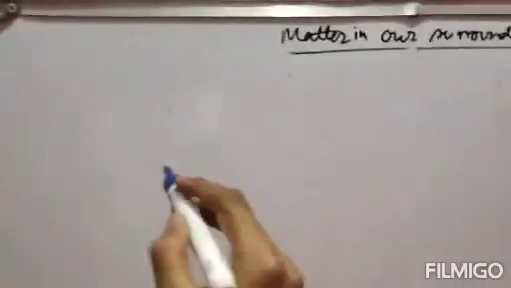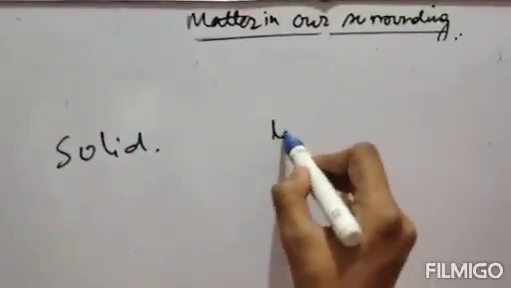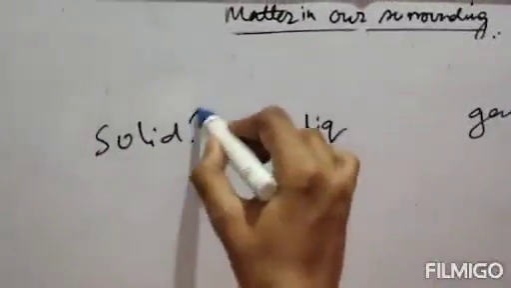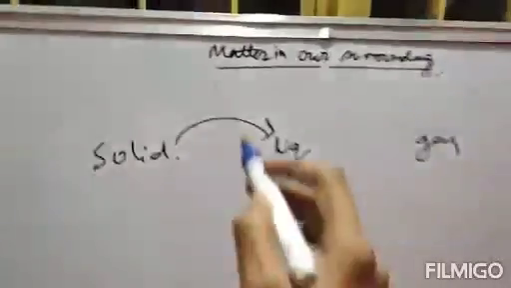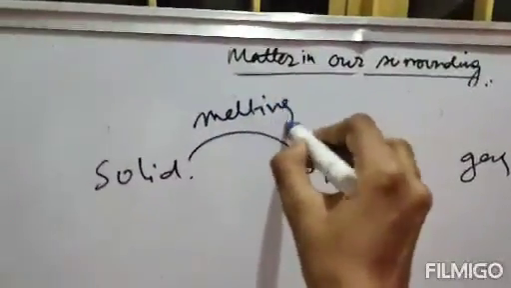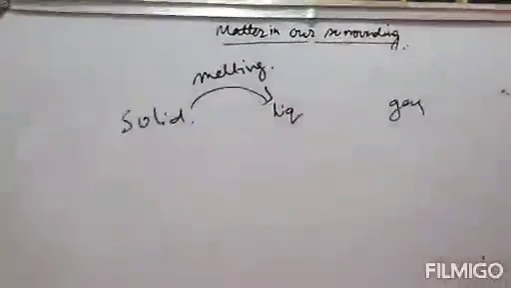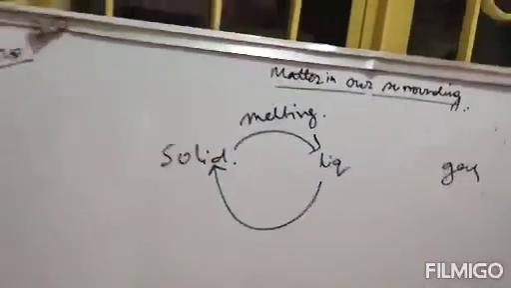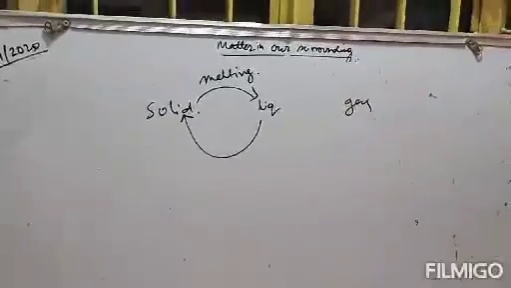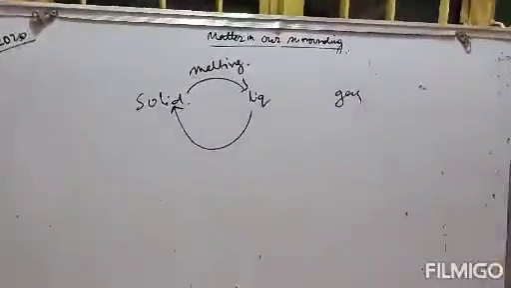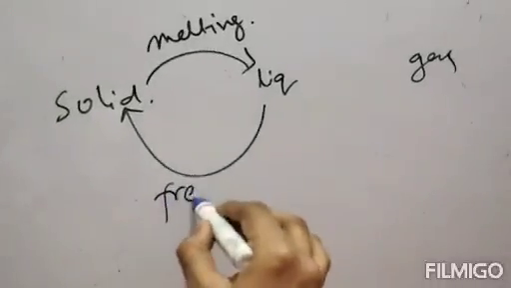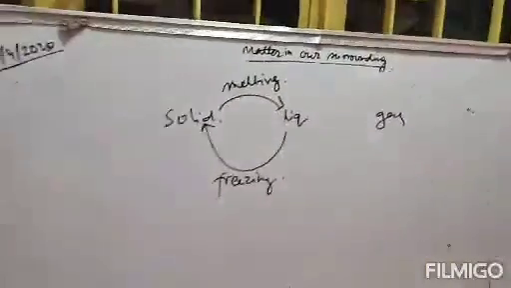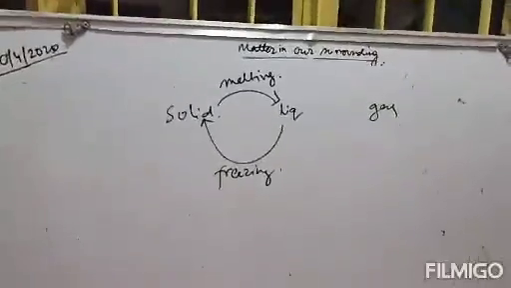Now there is a flow chart. Each process has a particular name. Suppose this is solid, this is liquid, and this is gas. From solid to liquid, the process is known as melting, and from liquid to solid the process is freezing.